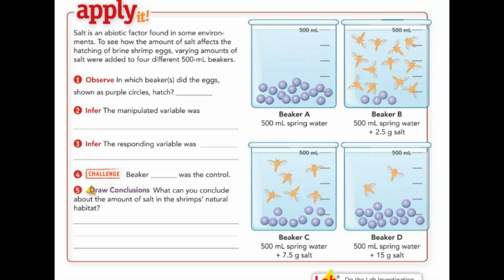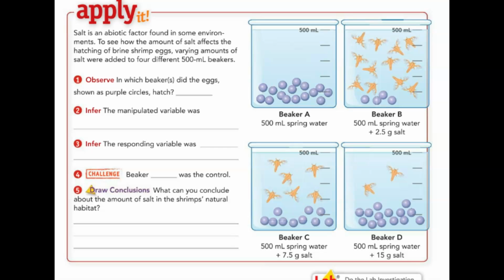Beaker B has 500 milliliters of spring water plus 2.5 grams of salt. Beaker C has 500 milliliters of spring water plus 7.5 grams of salt. And beaker D has 500 milliliters of spring water plus 15 grams of salt.